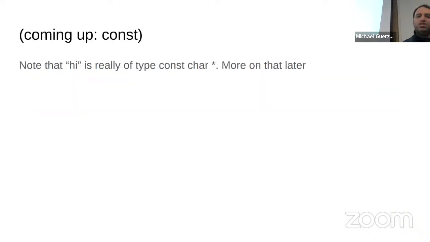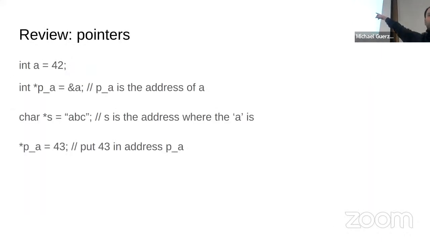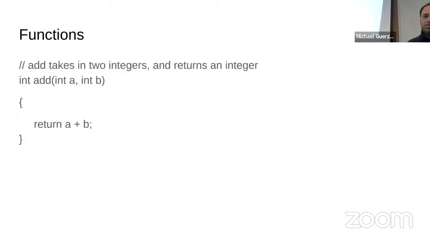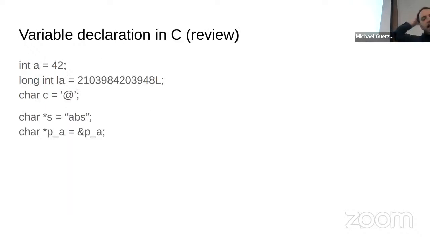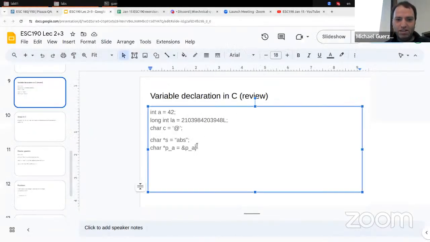Okay. So what's happening when you're doing something like s is "abs", is you're putting "abs" and then the null character somewhere in memory, and then s is the address where the a lives. So then after a, there's going to be a b, and then an s, and then a null character. You can do something like this as well.